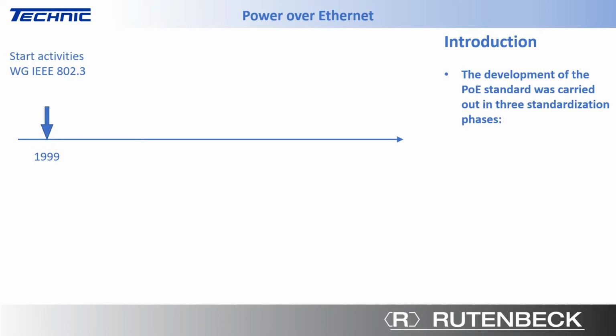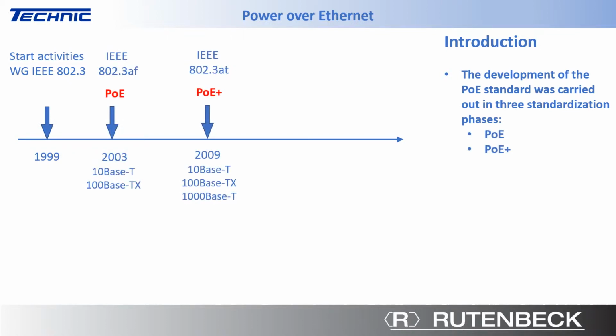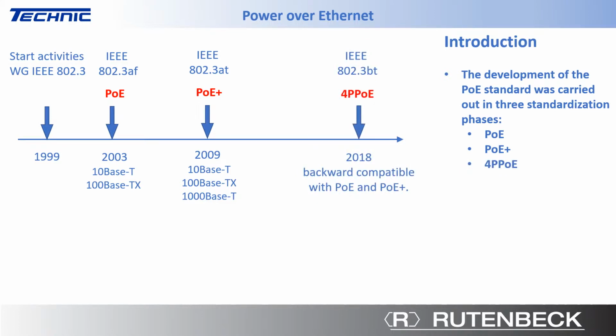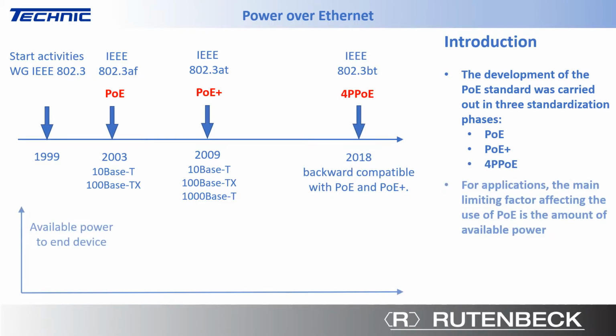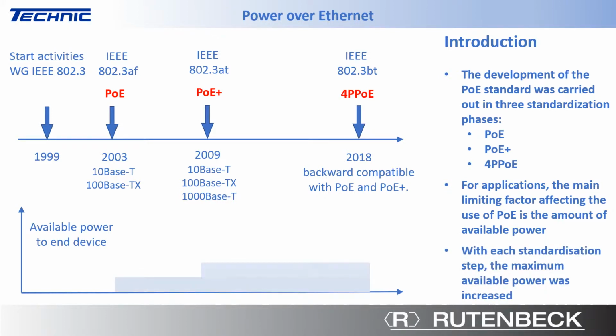The development of the Power over Ethernet standard was carried out in 3 standardization phases: Power over Ethernet, Power over Ethernet Plus, 4 pairs Power over Ethernet. For applications, the main limiting factor affecting the use of Power over Ethernet was and still is the amount of available power. With each standardization step, the maximum available power for the end devices has been increased.